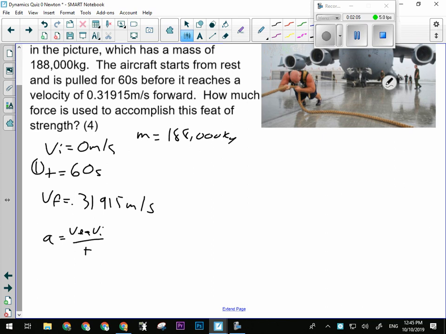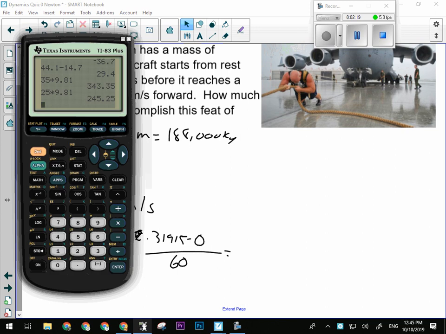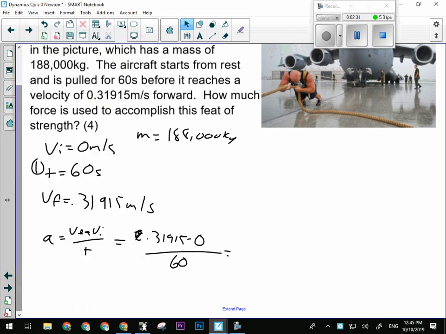So we plug in our numbers for this calculation: 0.31915 minus 0, divided by 60 seconds, is going to give us an acceleration of 0.005319. I'm not going to write all of those numbers. We'll give them a mark if they have this acceleration calculation somewhere, and that's meters per second squared.